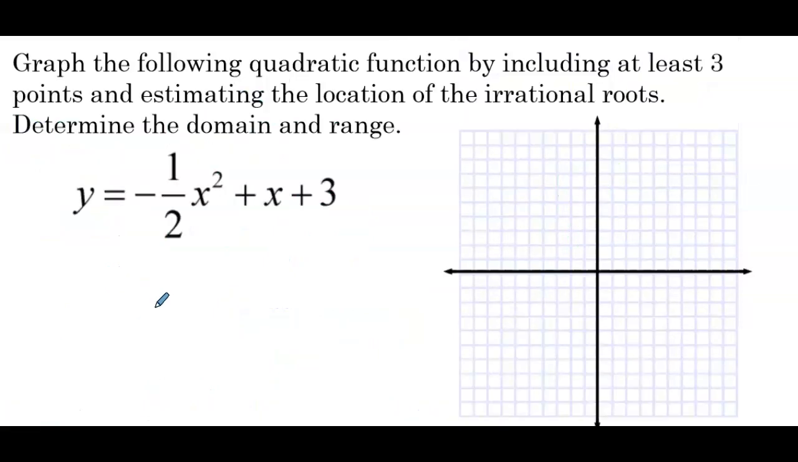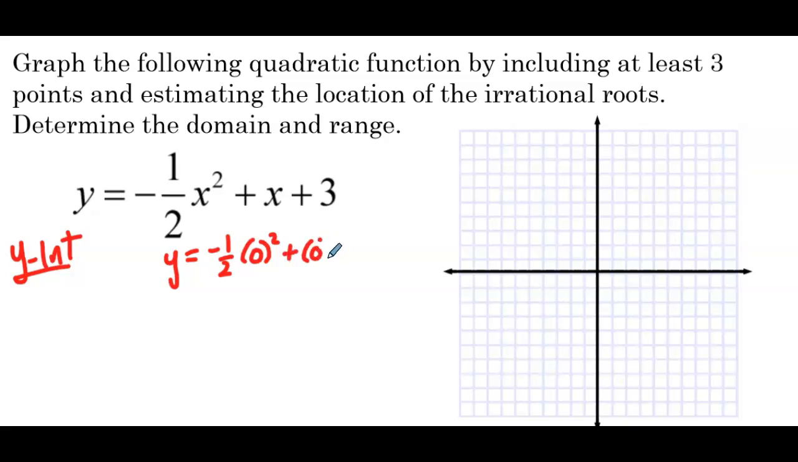The function is y equals negative 1/2 x squared plus x plus 3. So again, we're going to start with that y-intercept. So y equals negative 1/2 times 0 squared plus 0 plus 3. So we have 0 plus 0 plus 3. We get y equals 3. So 0, 3.